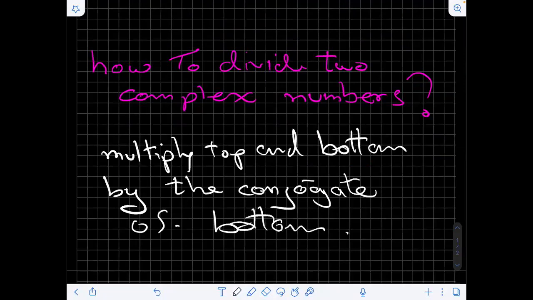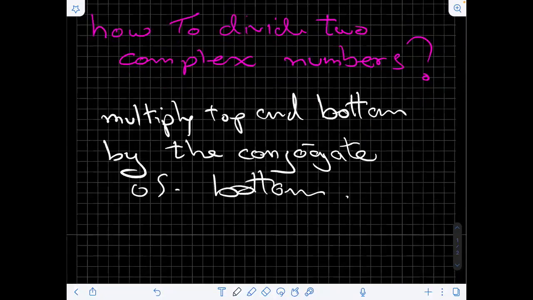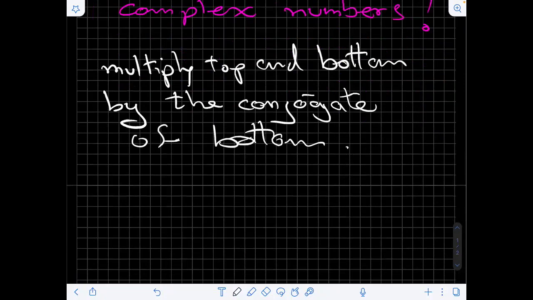Okay, so we already spoke about the conjugate last lesson, and we remember that the conjugate is just the same number. If z is a plus bi, then a minus bi is the conjugate. So let's look at an example. Let's say I need to divide 2 plus 3i by 1 plus 5i. The rule says multiply top and bottom by the conjugate of the bottom. The conjugate of the bottom is just 1 minus 5i. So I multiply top and bottom by the conjugate of the bottom.